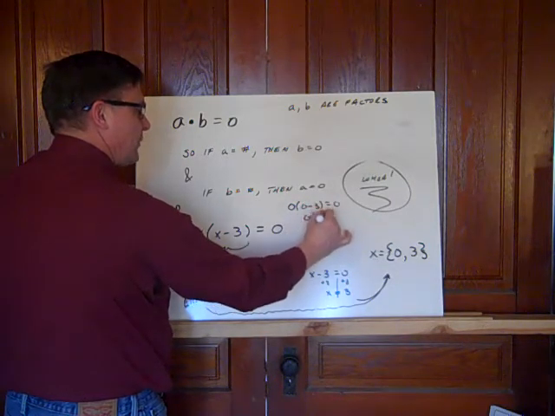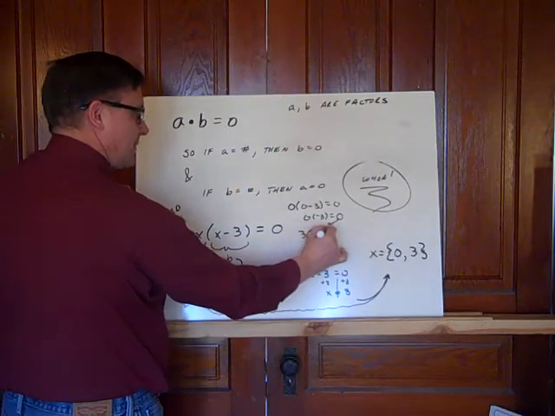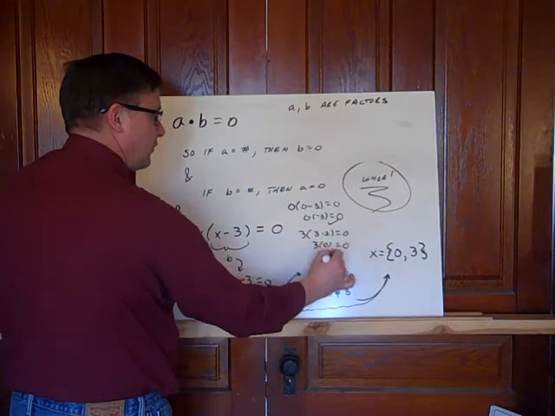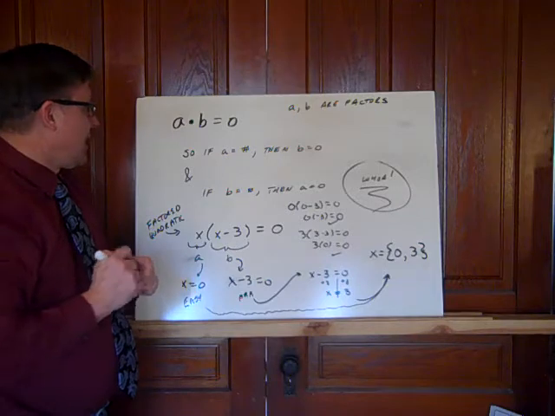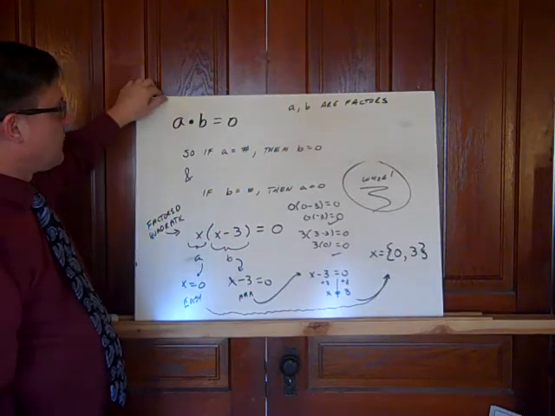Is 0 times negative 3 0? You betcha. If we try the number 3, we take 3 times 3 minus 3 equals 0. 3 times 0, well guess what? That's also 0. Okay? So it works. And what we want to be able to do is solve these equations. So, let's do some examples.